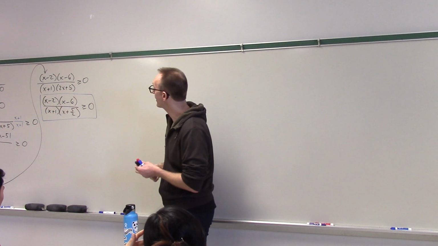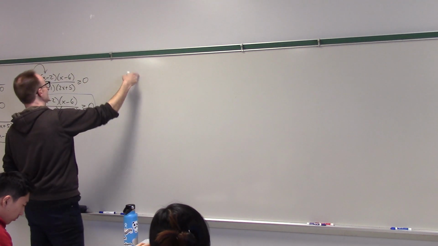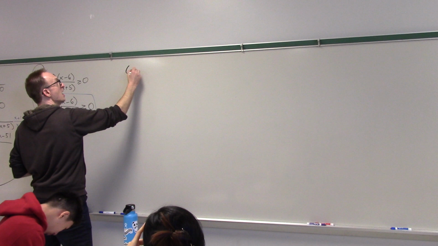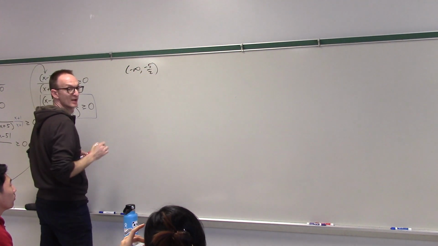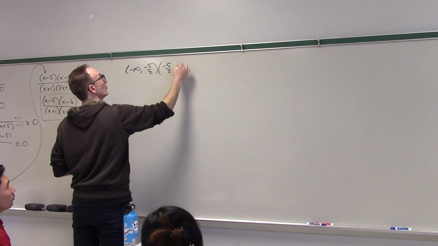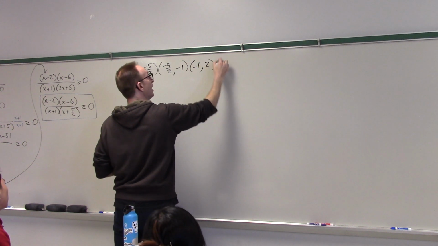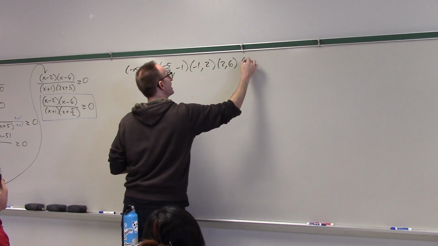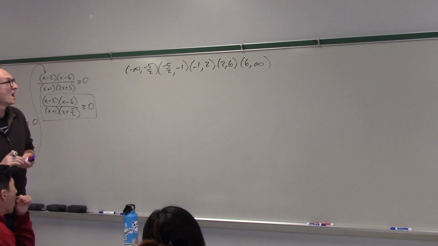Okay, so therefore there are 5 different kinds of numbers that I care about. The 5 different numbers that I care about are all the numbers from negative infinity to negative 5 halves, all the numbers from negative 5 halves to negative 1, all the numbers from negative 1 to 2, all the numbers from 2 to 6, and all the numbers from 6 to infinity. This is literally what I would make my students do at Precalc A.